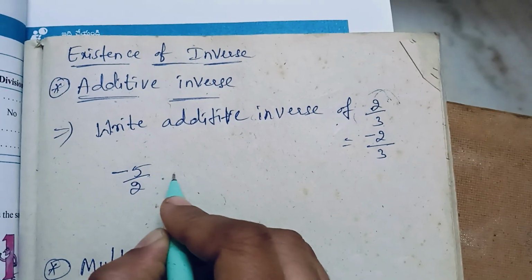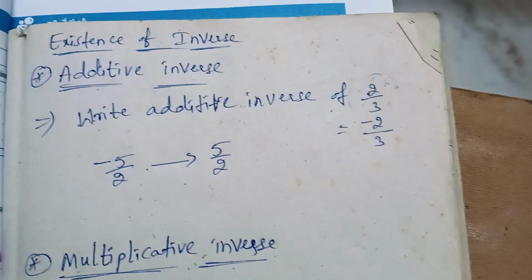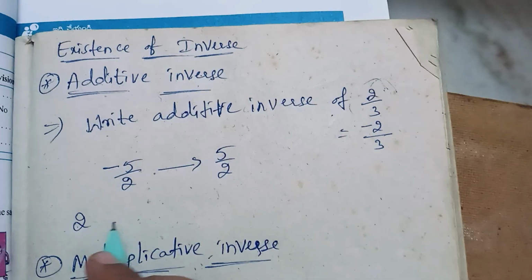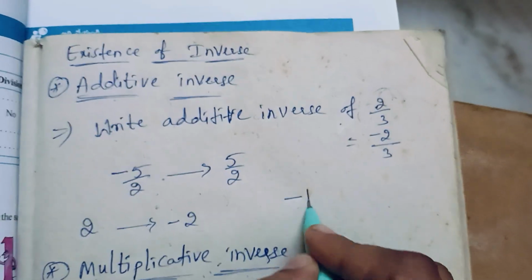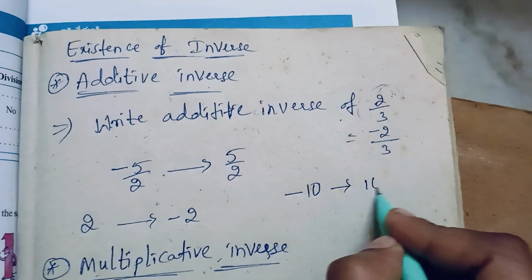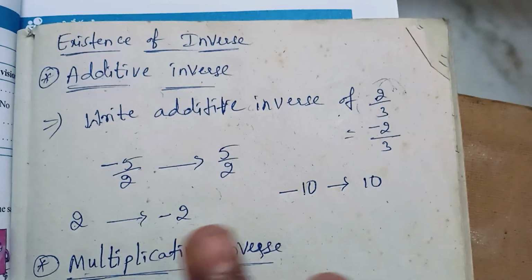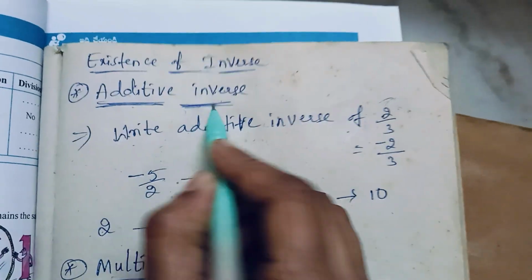So the additive inverse of minus 5 by 2 is 5 by 2. Next, here 2 is there. The additive inverse of 2 is minus 2. The additive inverse of minus 10 is plus 10. So if it is a plus, we have to put a minus, and if it is a minus, we have to put a plus. That is the additive inverse.